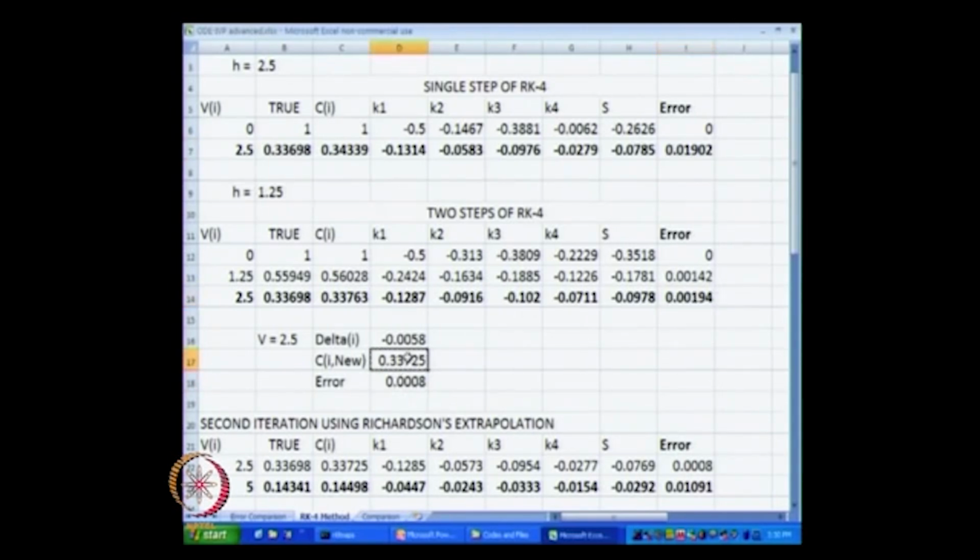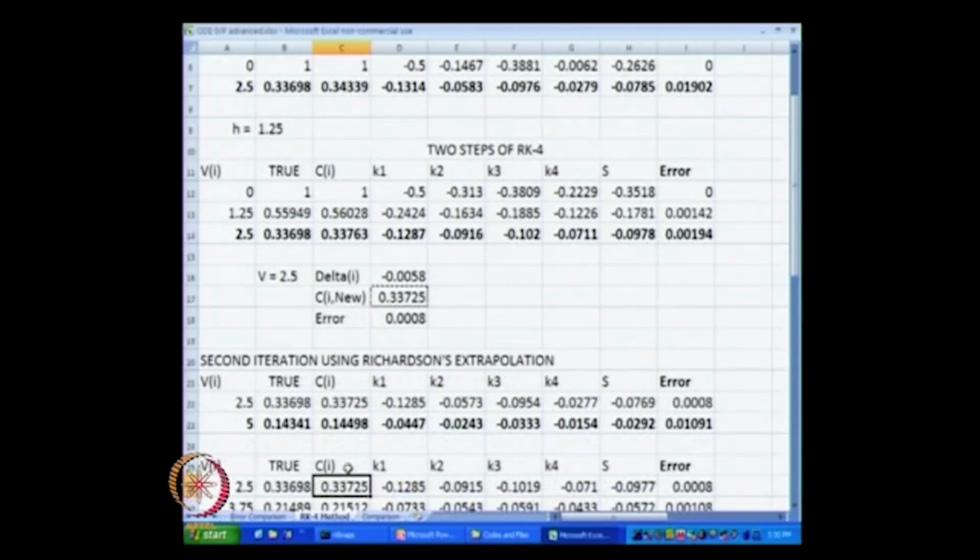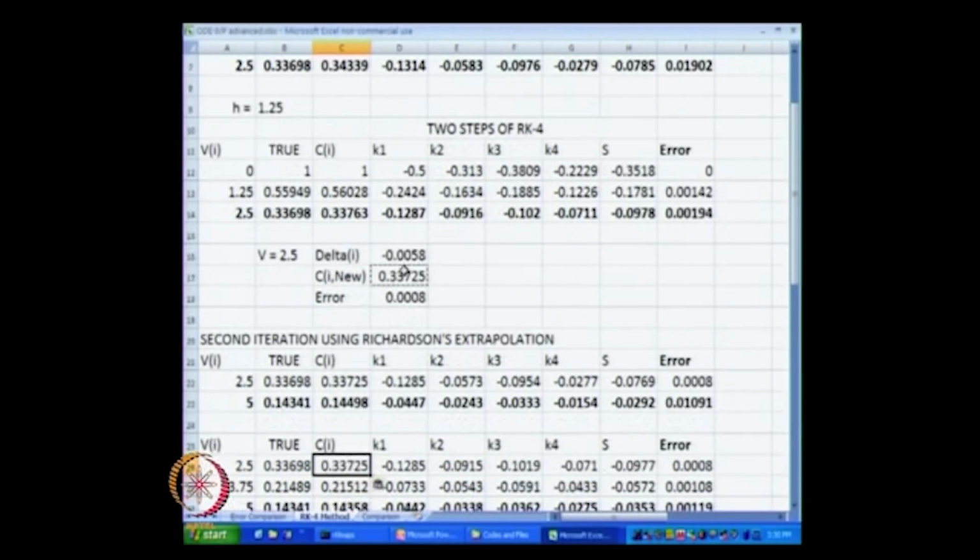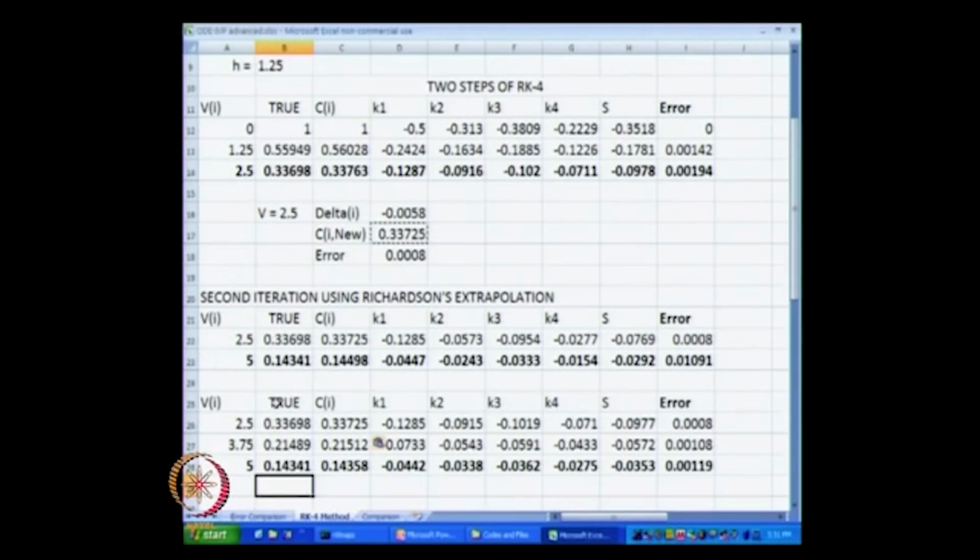Okay. Now, this is the best estimate of Ci that we have at volume 2.5. This is the estimate of Ci that we are going to use again with the RK4 method using single step H and RK4, the same RK4 method using two steps H. So, we have copied this particular Ci over here as well as over here. Now, we run this again. Okay. So, we have run this from 2.5 to 5 and we have run again from 2.5 to 5, first using one step, next using two step method.